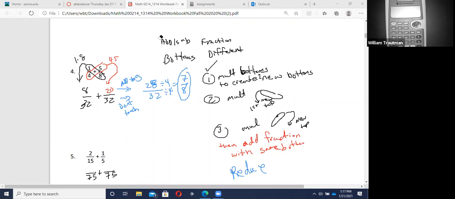Then we're going to multiply the top of the first with the bottom of the second. Multiply these two. You see the shape right there? And that's my new first top. 2 times 5 is 10. And then I'm going to multiply these two. 15 times 1 is 15.